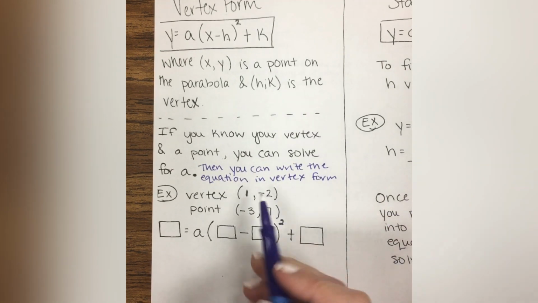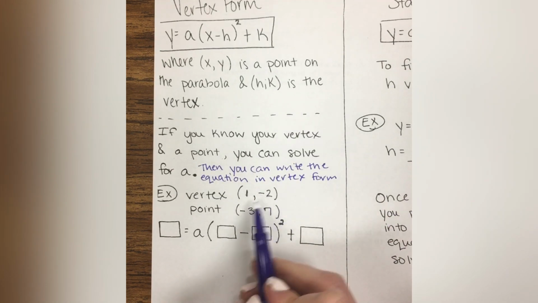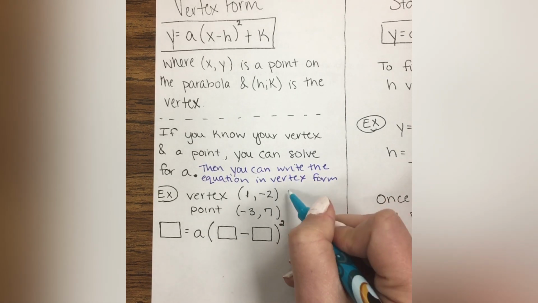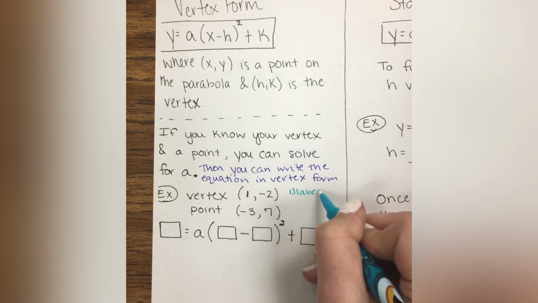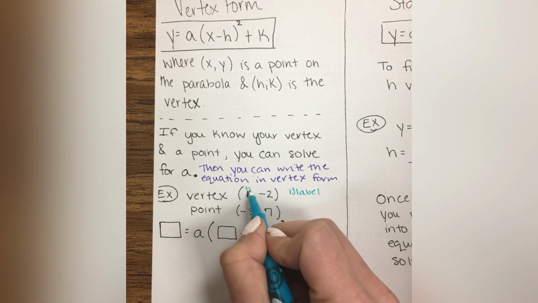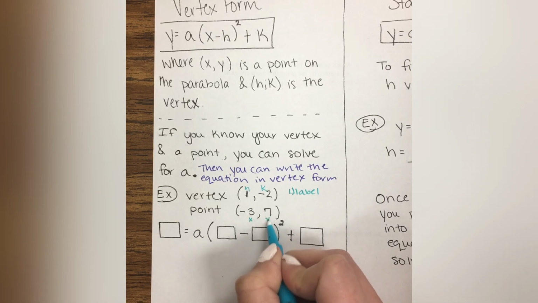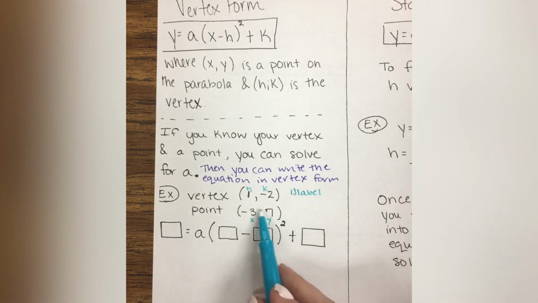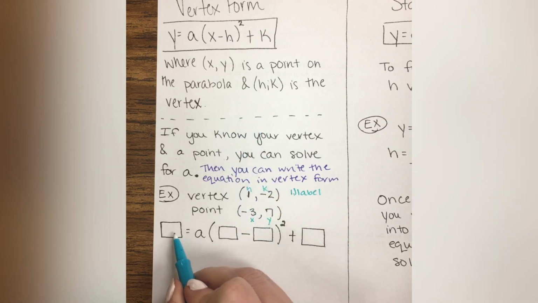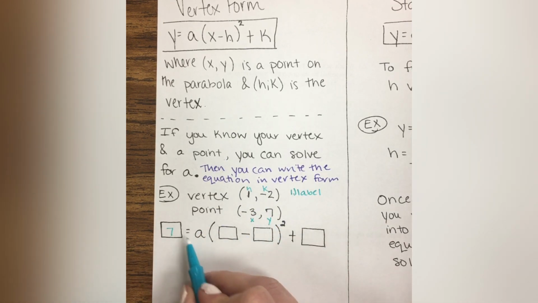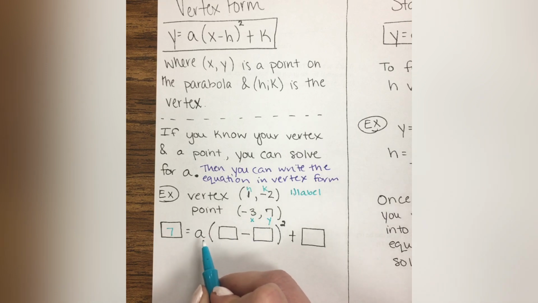So let's say that I have the vertex (1, -2), and just any point I picked out on that line, we're going to call it (-3, 7). The very first thing I would do is I would label my points. So my vertex is h, k, and then my point is x and y. And from here you are going to substitute those numbers into the spots that our letters were. So in my y spot, I'm going to use my 7 because that's the y that I have out of the points, equals a. I'm going to leave a because I need to figure that value out.